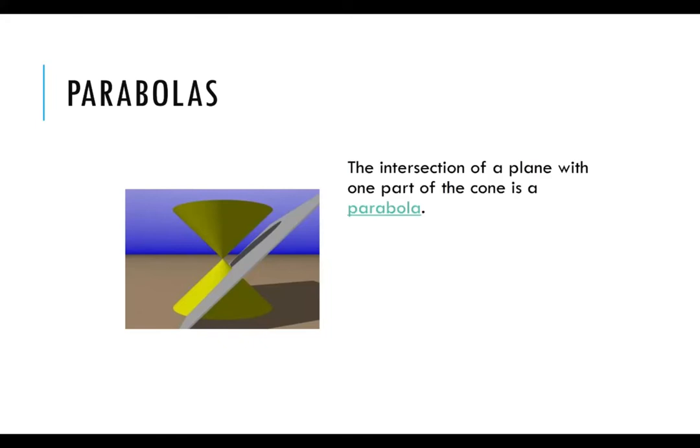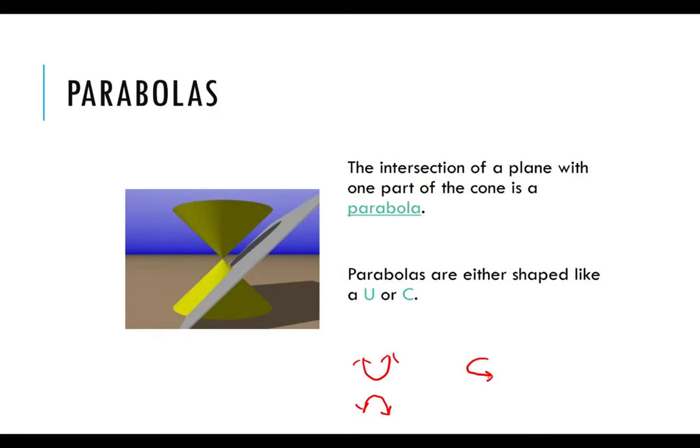So parabolas are the intersection of a plane with one part of the cone. And so it only intersects one part of the cone. When this occurs, we're going to get one of two shapes. We're either going to get a U-shaped parabola, and it could be up or down, or we'll get a C-shaped parabola. And so it'll either look like this, or of course it could face the other direction, like this.